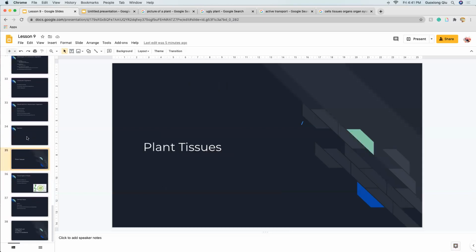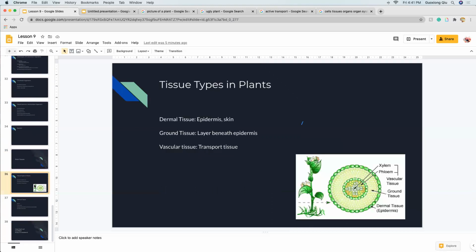Plant tissues. Now we're talking about plants. We're done talking about your body. All right, three types of tissue in plants. Dermal tissue, which is like the skin of the plant, also known as the epidermis. And then we have the ground tissue, which is the layer beneath the epidermis. And then we have vascular tissue, which is transport tissue.